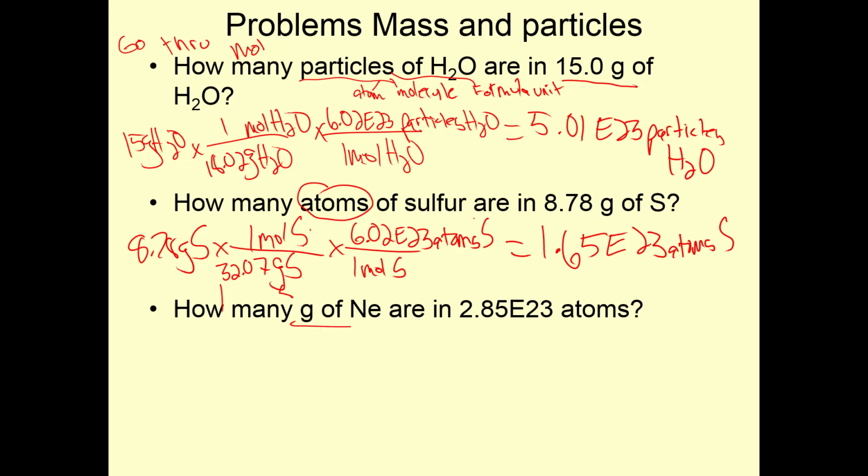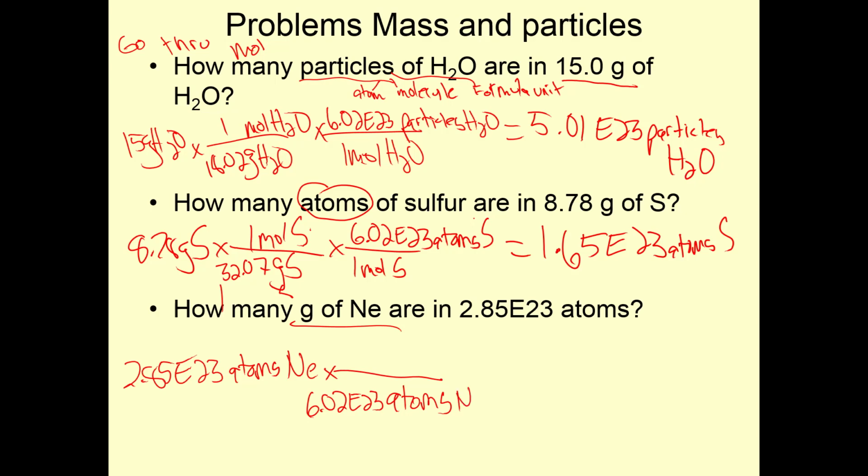Okay. I want to find the grams of Ne in 2.85 E23 atoms. So 2.85 E23 atoms of Ne. And I want to go into grams, but first I have to get out of atoms. I hate you, atoms. I will cancel you. The number that goes with atoms is 6.02 E23, because this many atoms of neon equals 1 mole of neon. Remember, top and bottom have to be equal.